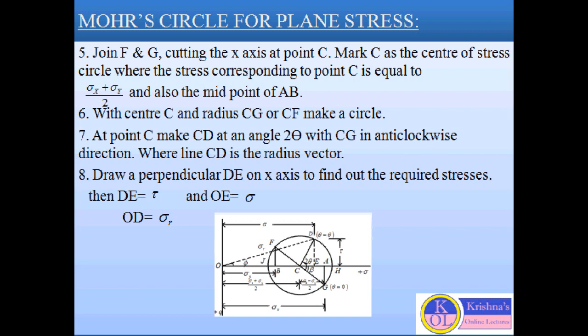So here the point G represents the stress condition on the x face, for which theta equal to 0 and where sigma equals OA equal to sigma x and tau equals AG equal to Q, that is positive. Similarly, point F represents the stress condition on the y face, for angle 2 theta equal to 180 or theta equal to 90, where the stresses will be sigma equal to OB equal to sigma y and tau equal to BF, that will be negative, minus Q.